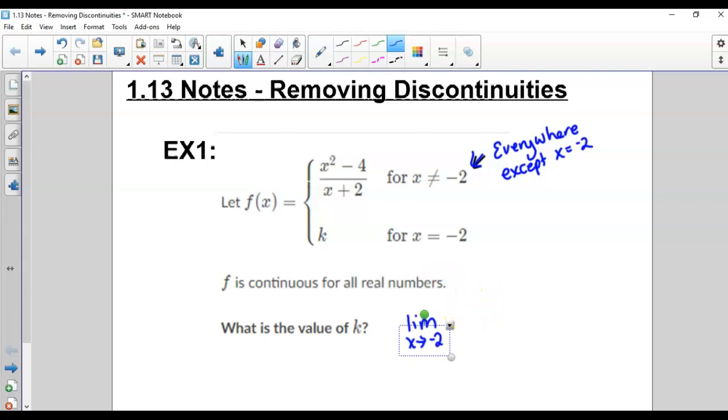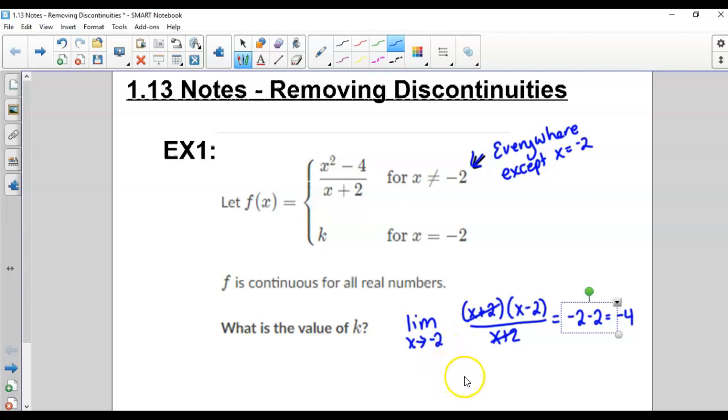And x squared minus 4 will factor, so I'm going to go ahead and factor it into x plus 2 times x minus 2 over x plus 2. And then our x plus 2's can cancel. So we will get negative 2 minus 2, so we will get negative 4. So if k equals negative 4, then that point will fill in the hole in our graph.